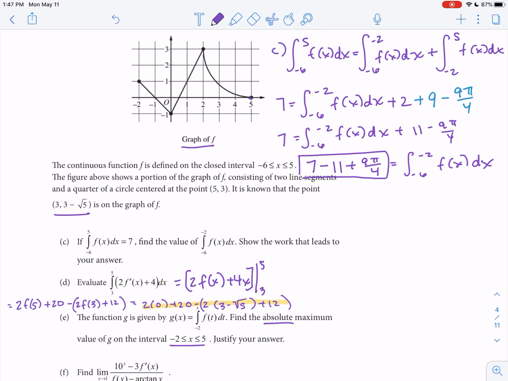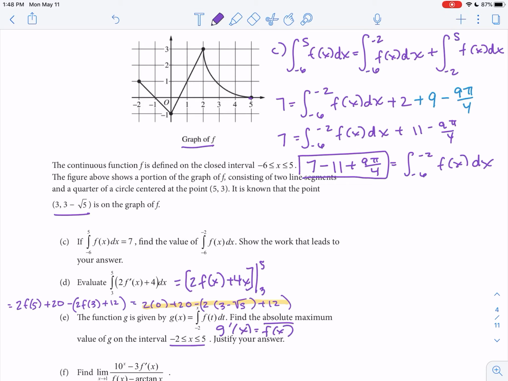So absolute on an interval, we are guaranteed absolute min and max on a closed interval for a continuous function, which g certainly is. And whenever you see integrals like this, remember I want you to take the derivative of both sides. So the derivative of the left side is going to be g prime, and the derivative of the right side, I'm just going to replace t with x. So that'll be f, g prime of x equals f of x, right?